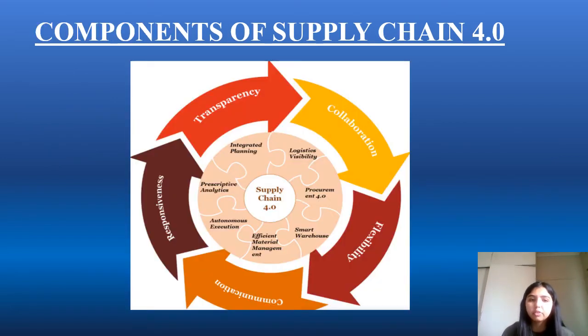We have components available here. There are a number of components of supply chain management. We have logistic visibility, we have procurement, we have smart warehouse where everything is recorded on time and with proper new approaches. We have efficient management and we have prescriptive analysis as well. The outer layer which is shown is all the features of supply chain 4.0.